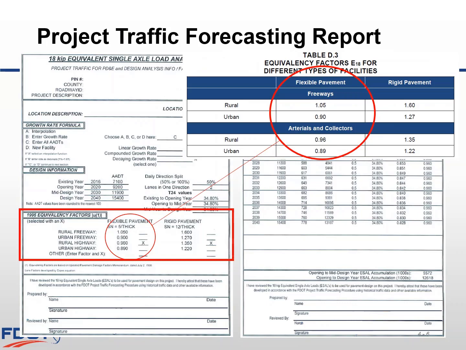Table D3 lists the different equivalency factors for the different facility types. So in the example here, our road is a rural highway, and the factor selected matches the value shown in Table D3 for a rural arterial for flexible pavement.